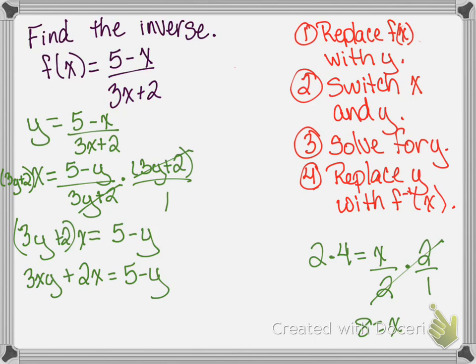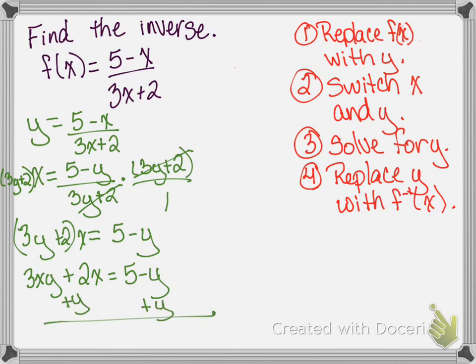What I have to do is get my y's on the same side. So I am going to add, not subtract. The reason I'm adding is because I've got a negative y. So I am going to add y to both sides so that I can get my y on the same side as that other y. That's my plan. So now I have 3xy plus y plus 2x equals 5. Okay, I'm going to rewrite this.